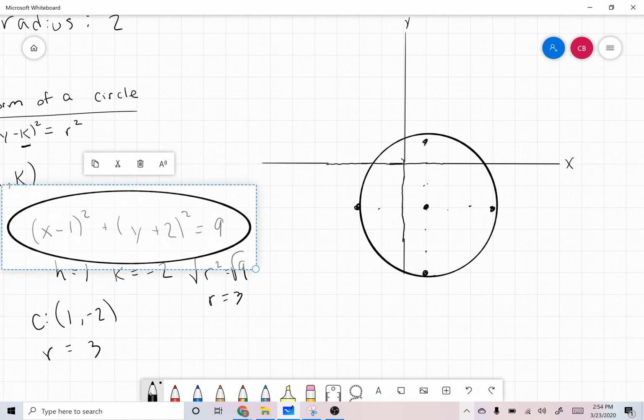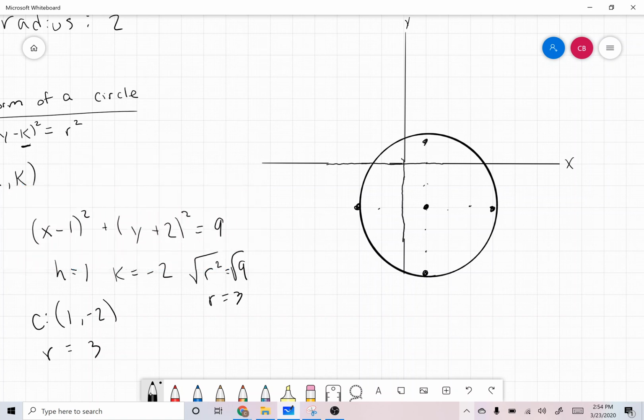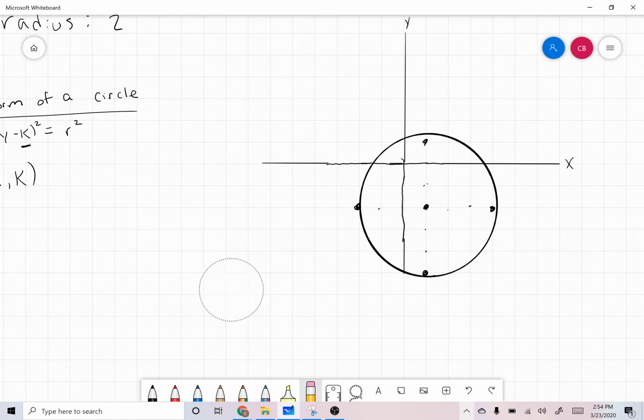Now, we have one more example. These are the more challenging ones. These are the types that you're likely to see on a test. So they don't always have to give you it in standard form. For instance, they could give you it in the following way.